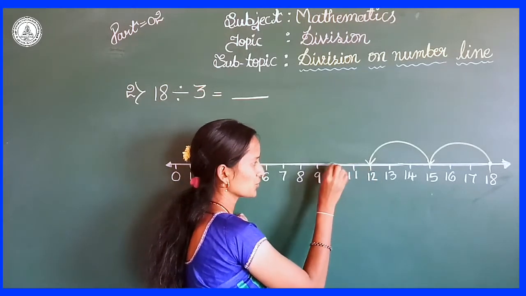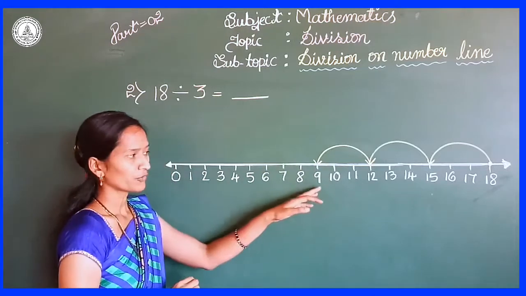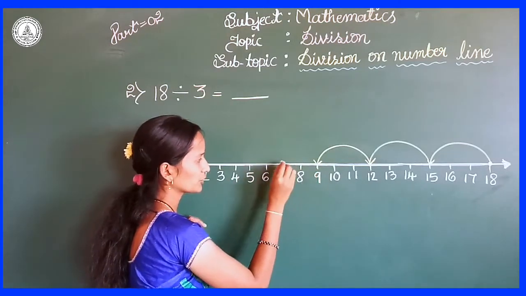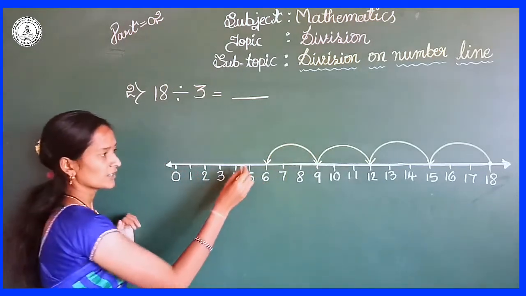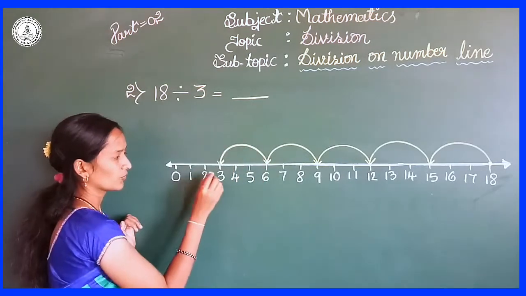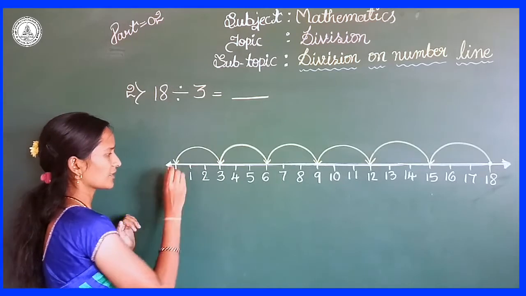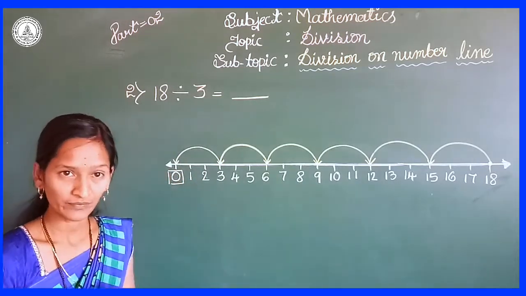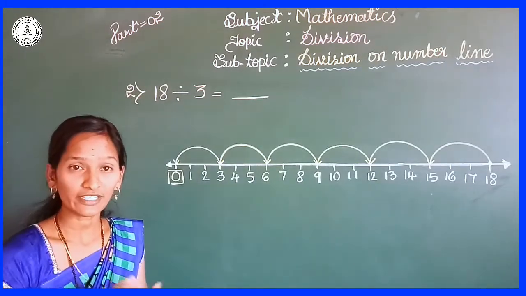1, 2, 3. Now we are in 9. Once again start from 9. See here, 1, 2, 3. The next, 1, 2, 3. 1, 2, 3. Yes, finally we reach the number 0 here. Now it's complete. Next, what is our next step?